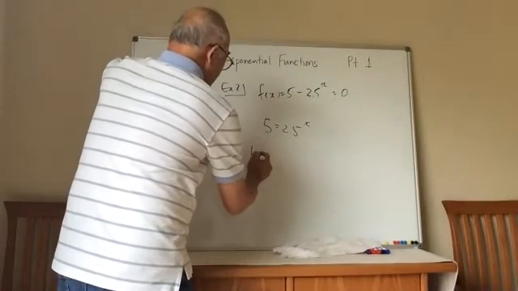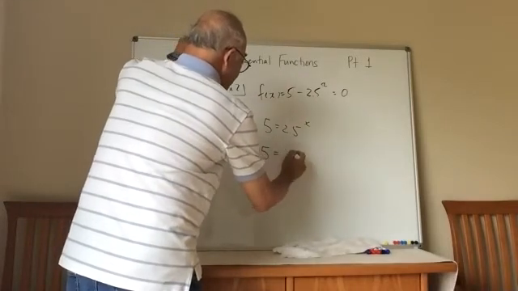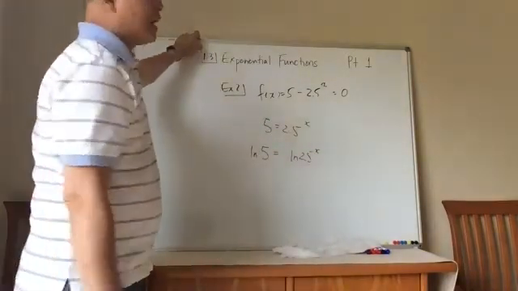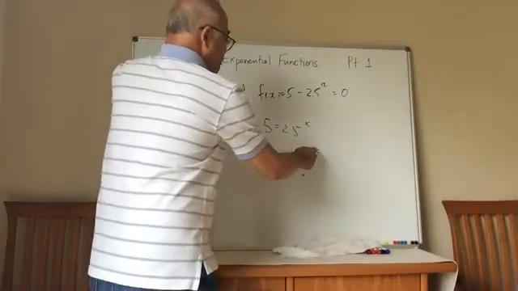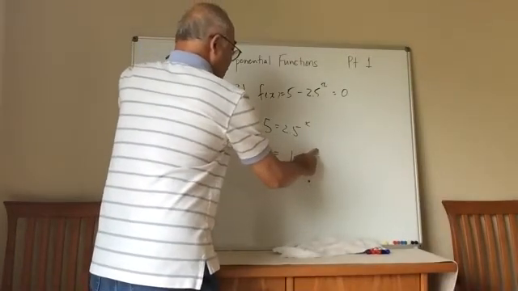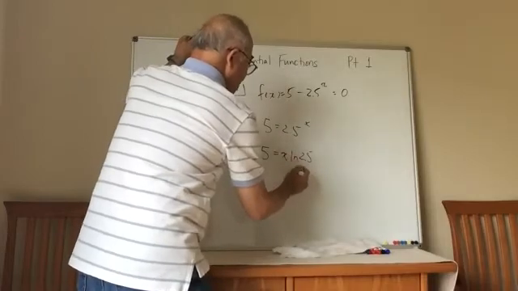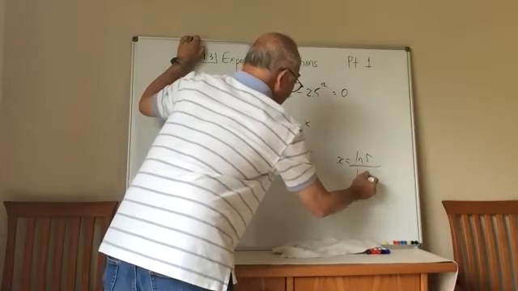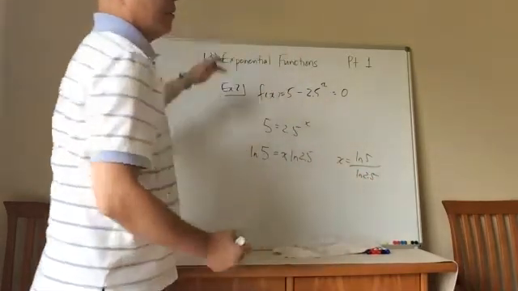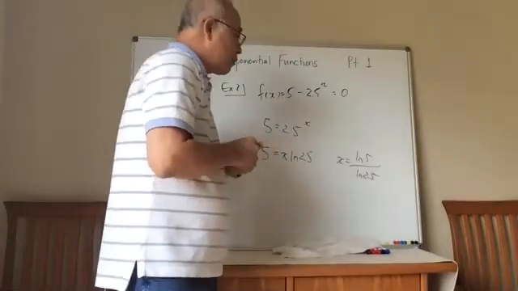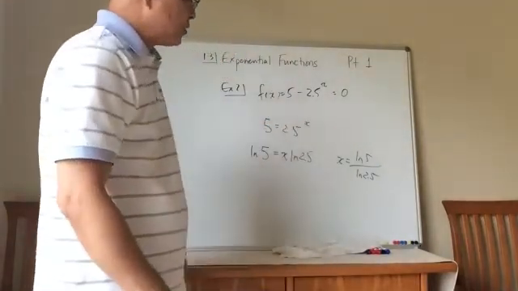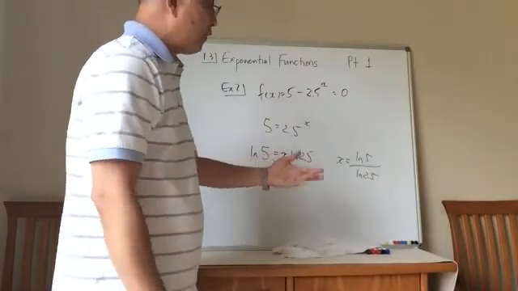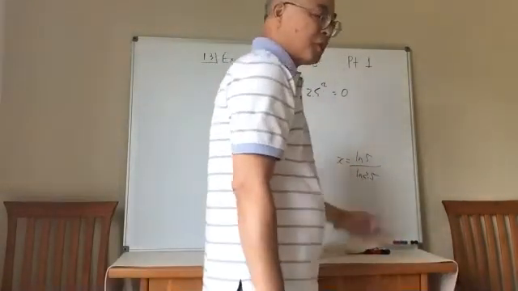So you would take the natural log of 5 equal to the natural log of 2.5 to the x. The law of logs says this exponent comes down to the front, so x is going to be equal to natural log of 5 divided by natural log of 2.5. You can also use the common log, the base 10 log, or the natural log. It doesn't really matter, but this is how you would do it algebraically.